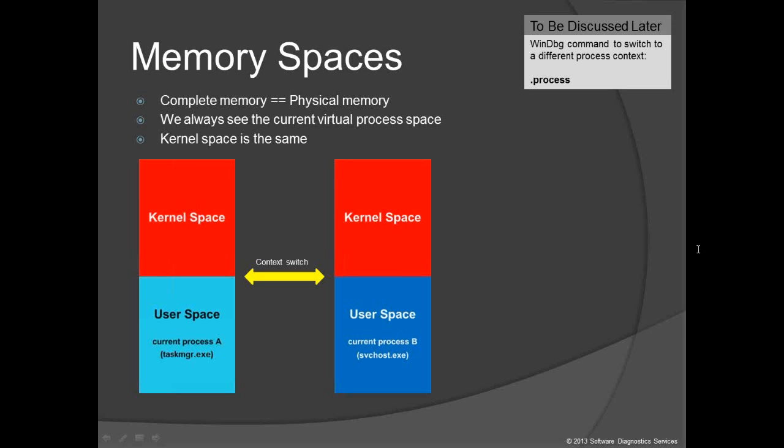So when we open a complete physical memory dump, we see the virtual space of the current process, called the current process context. We need to be aware of the current process, and when we switch to another process, we need to make sure that the debugger switched to the appropriate physical to virtual space mapping and reloaded symbols for user space modules. Kernel space always stays the same.